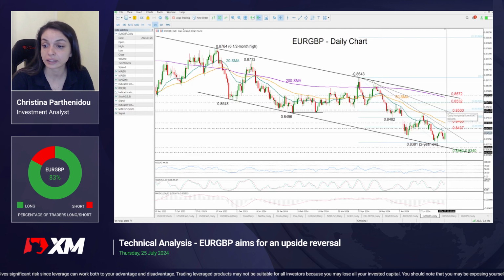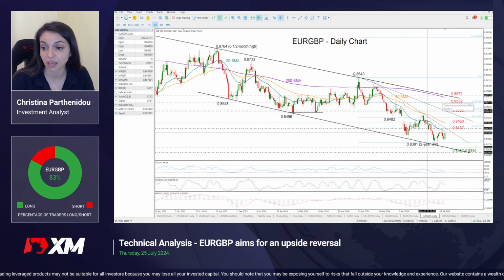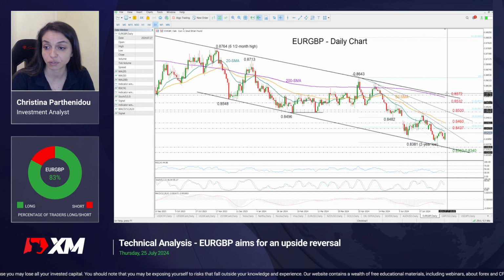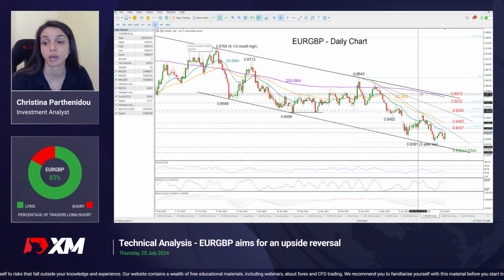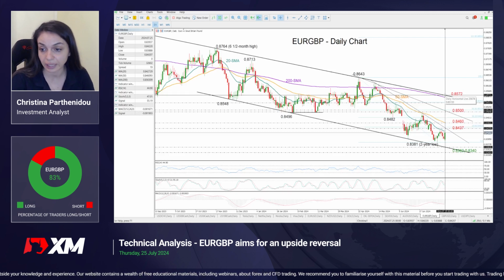Higher than that, I expect an advance towards the 0.85 region, where this tentative descending trend line is located. That could restrict upside pressures before we head towards the 61.8% Fibonacci of this downleg at 0.8532, while not far above that, the 0.8572 might attract significant attention, as this is where the upper boundary of this broad bearish channel is located.